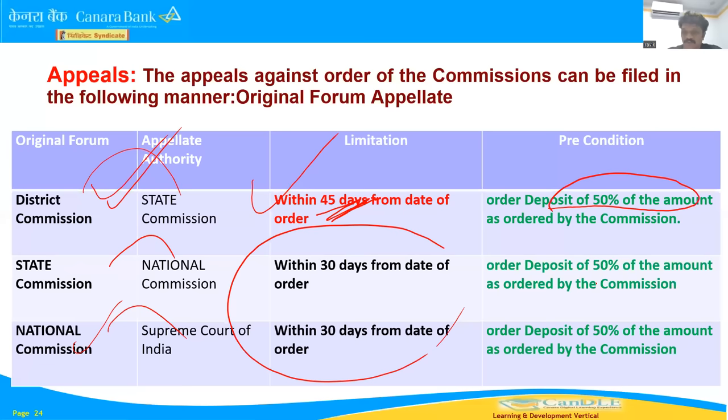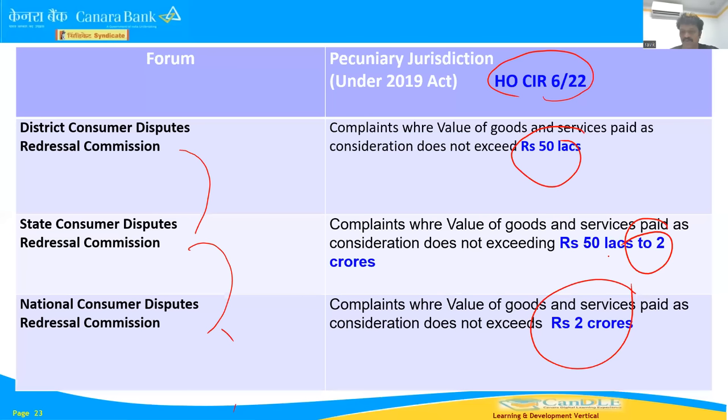There is no confusion about the percentage of the precondition, that amount you have to pay. But days, there is a difference, 45 days. For district forum to state only, 45, remaining all 30. For payment, all are 50%. This you have to remember: 50 lakhs, 2 crores, about 2 crores. This is about consumer forum cases.